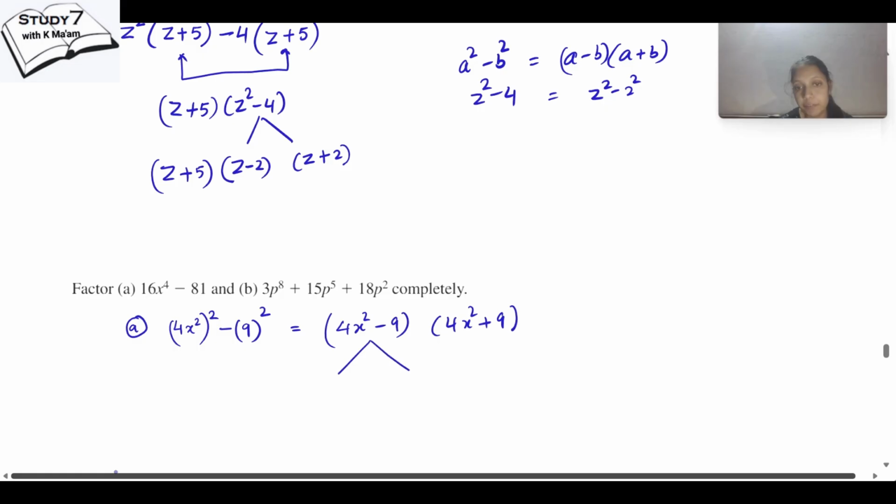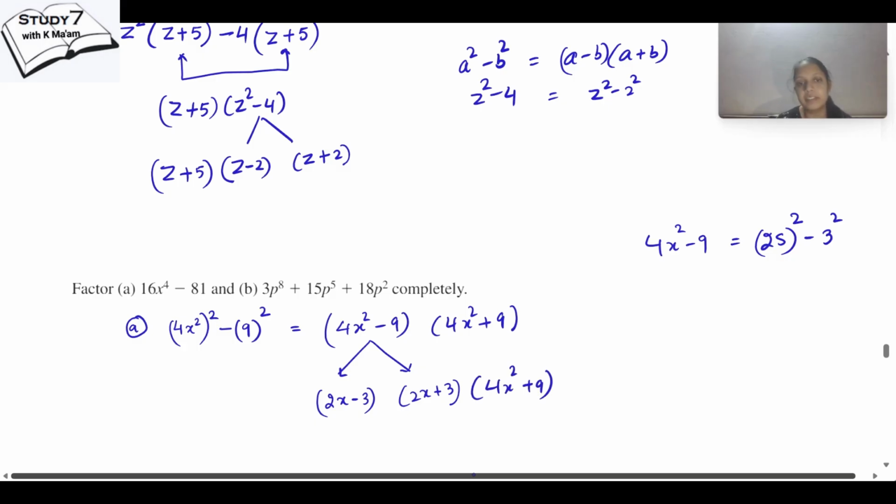And this can be further factorized as (2x minus 3)(2x plus 3). Why? Because 4x square minus 9 is (2x) whole square minus 3 square, so it's a square minus b square. Again apply on this. So your factor completely is this. This is the complete factorization. Okay, the b part you can try yourself.